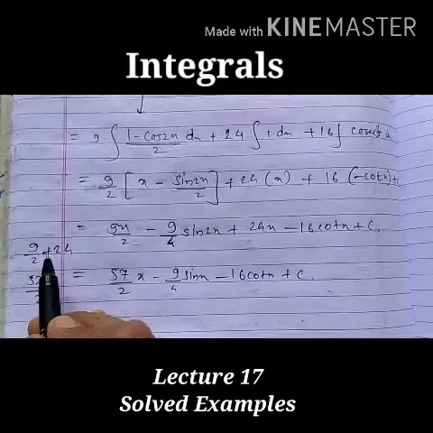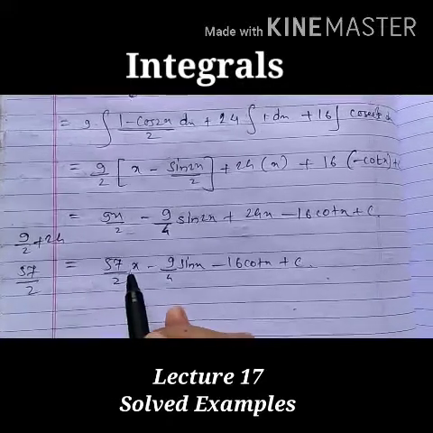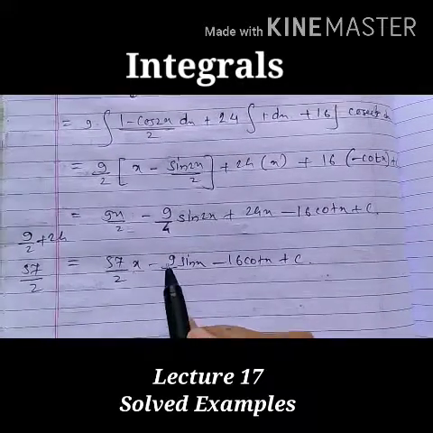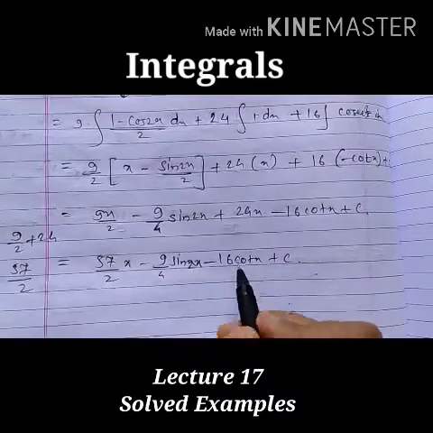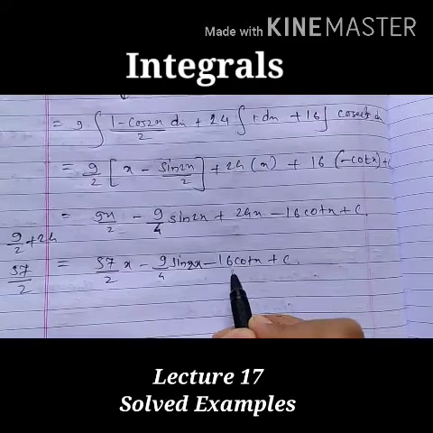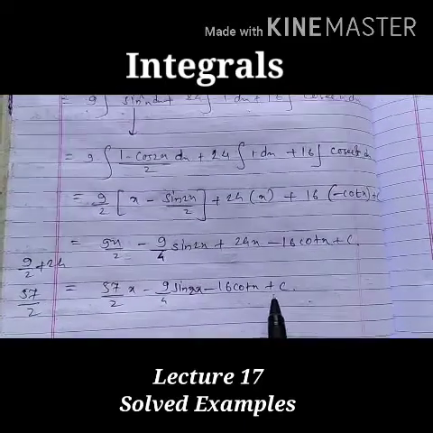Now 9 by 2 plus 24 is 57 by 2, so it will be 57 by 2 times x minus 9 by 4 times sin of 2x, here 2x is there, minus 16 times cot x plus constant of integration. Understood?